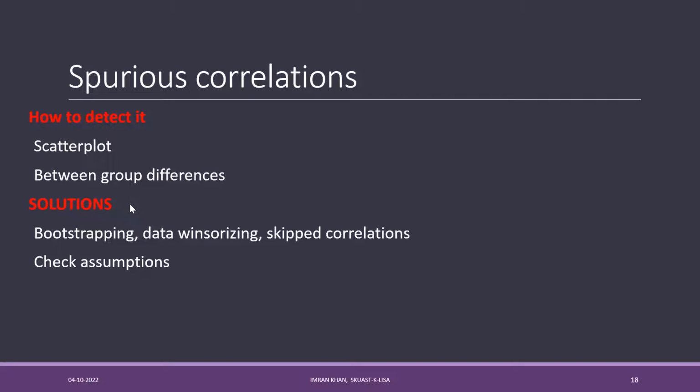And the solutions: we can use robust correlation methods like bootstrapping, data binning, or skipped correlations, because they are less sensitive to outliers. And we should also check whether the assumptions are violated or not.